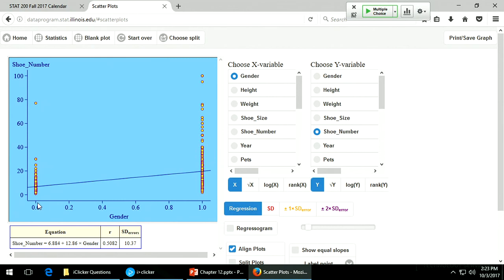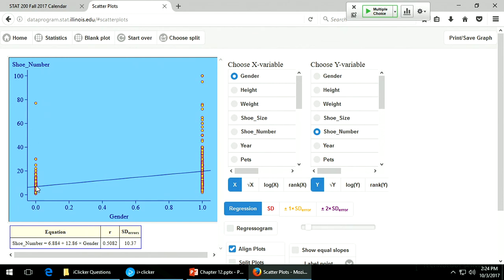Basically you can think of it as, okay, that's just how you code binary variables. You code them as 0 or 1. Yes, no, all right? And so what this is doing is it's just saying, all right, all the men are right here. There aren't as many of them. One of them does own 80 pairs of shoes almost.